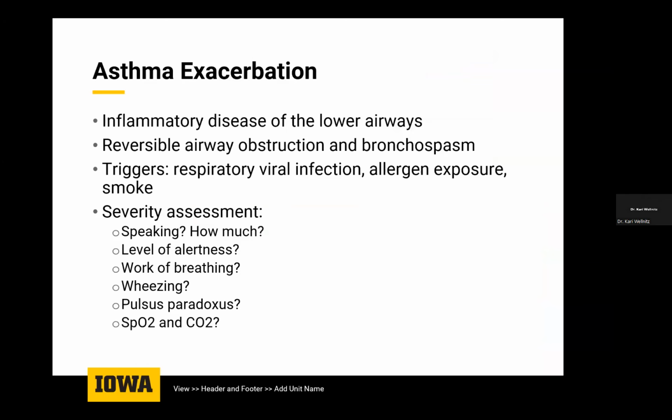Asthma exacerbations are very common and are due to inflammatory disease affecting the lower airways. So the hallmark is a bronchospasm and reversible airway obstruction. You'll commonly see it in kids after a viral infection or if they're exposed to an allergen. When I lived on the West Coast, every time there was a wildfire, we always got a bolus of kids coming into the ED in the coming days with a new exacerbation set off.